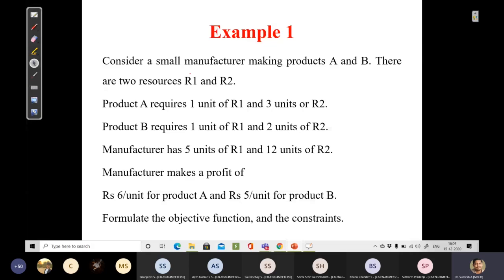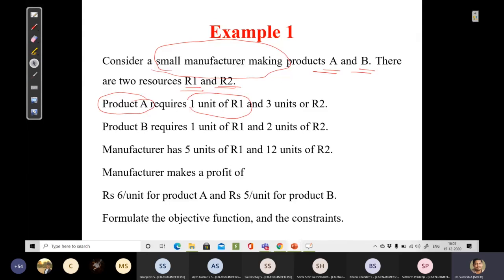So product A and product B. Product A is using the resources R1 and R2. Same way, product B is also using the resources R1 and R2. If product A has to be manufactured, it requires 1 unit of R1, something like a raw material, and 3 units of R2. If you combine them, you can get one product of A.